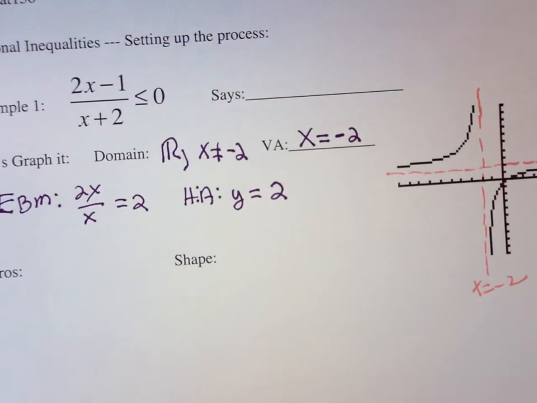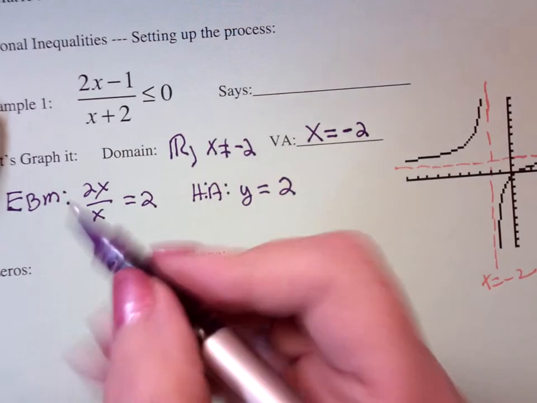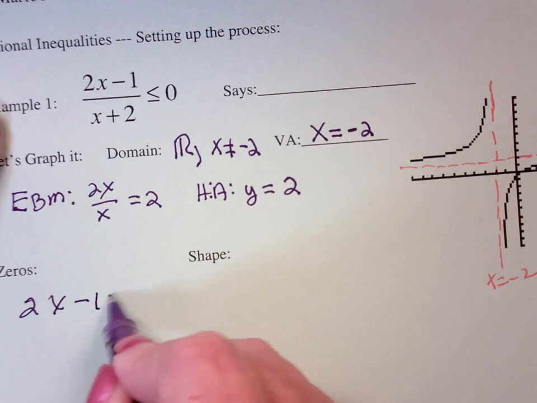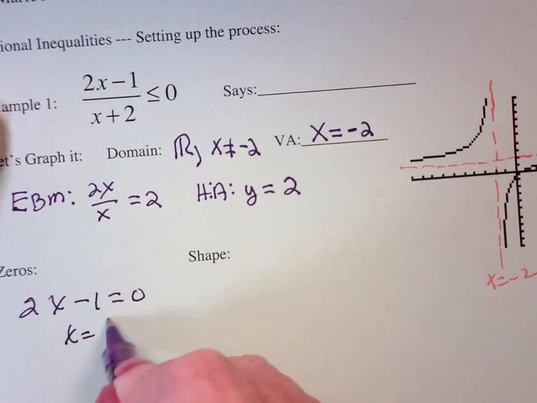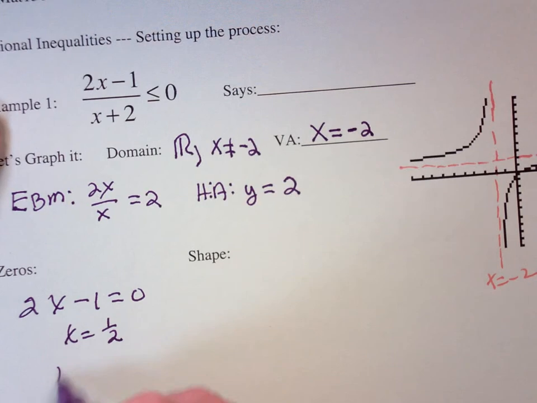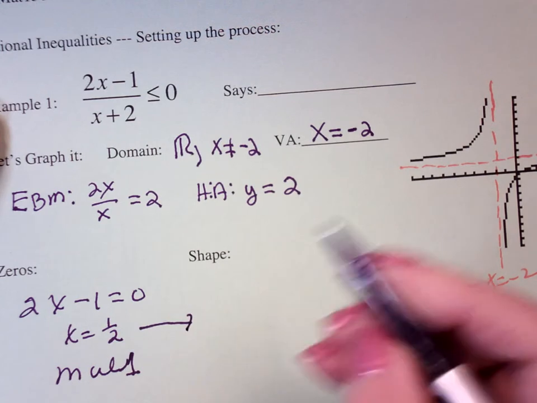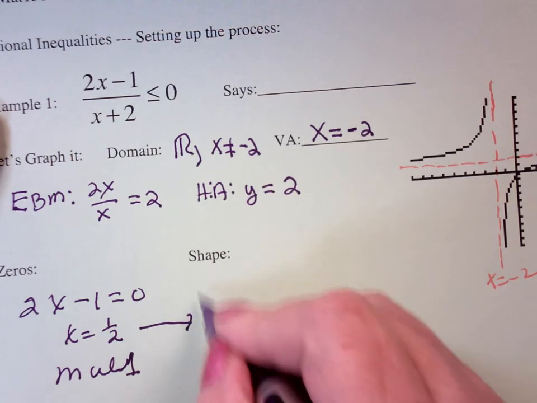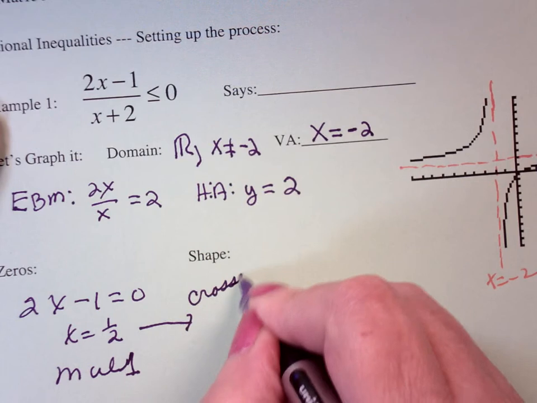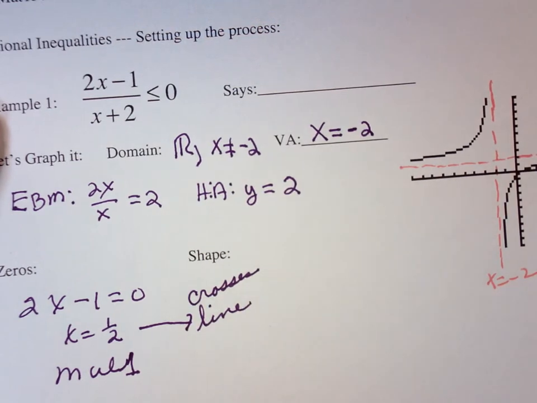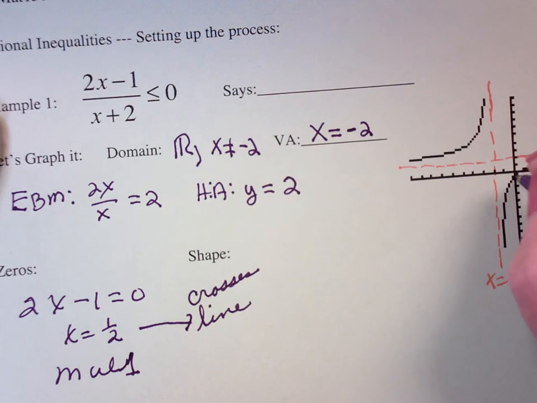We go after the zeros, just like we would any other time, and that's where the numerator equals 0, or 2x minus 1 equals 0, or x equals 1/2. It's multiplicity 1, which means that at x equals 1/2, the graph crosses the x-axis, and it looks like a line. And you can see that right here.